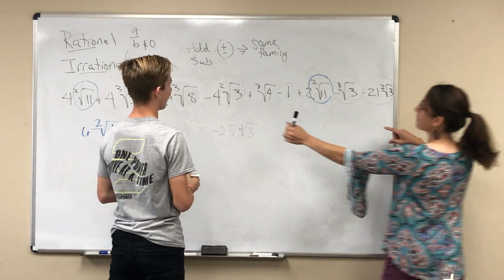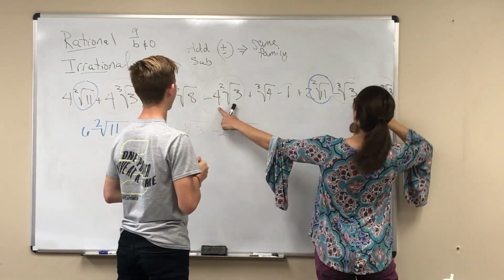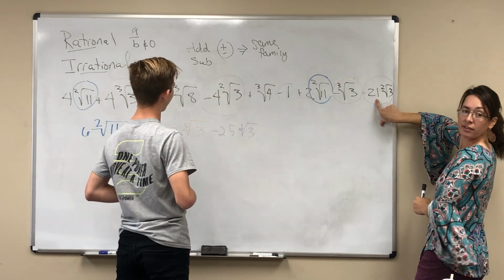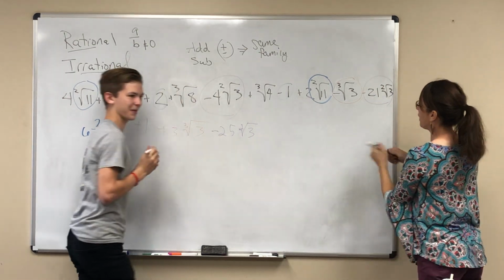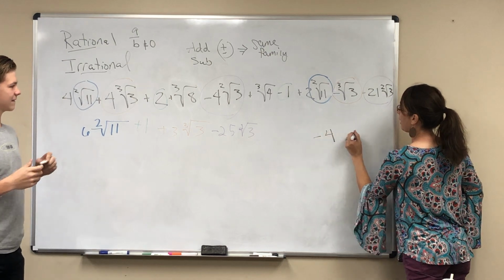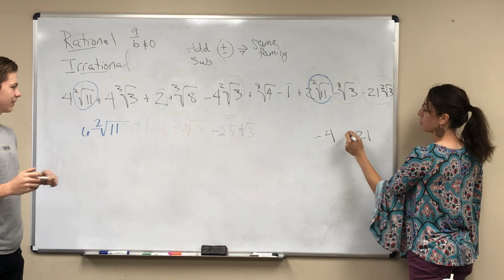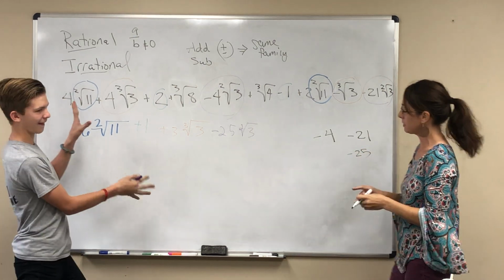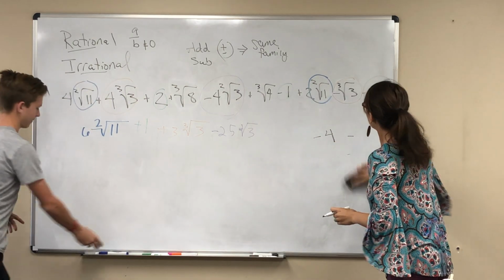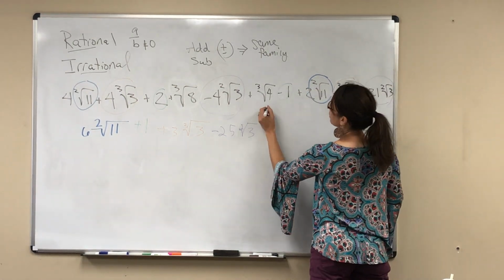So he picked the square root of 3 family. He had a negative 4 and a negative 21. They're the same, so we add them together and we keep the sign. So we've got a negative 25. Excellent. So then, what do we have left? We have the 8 cube root of 4.